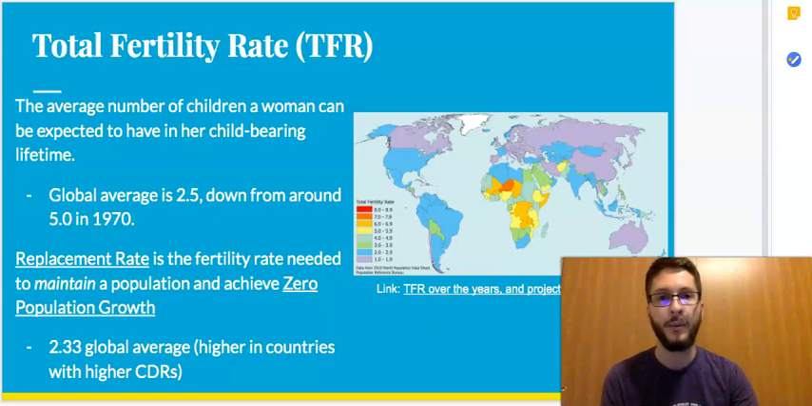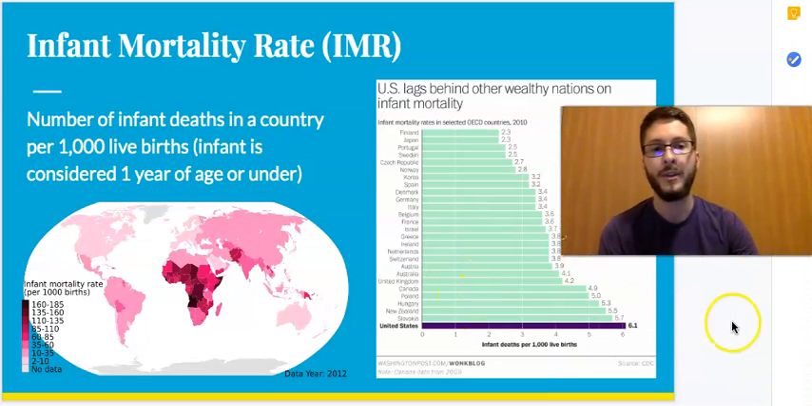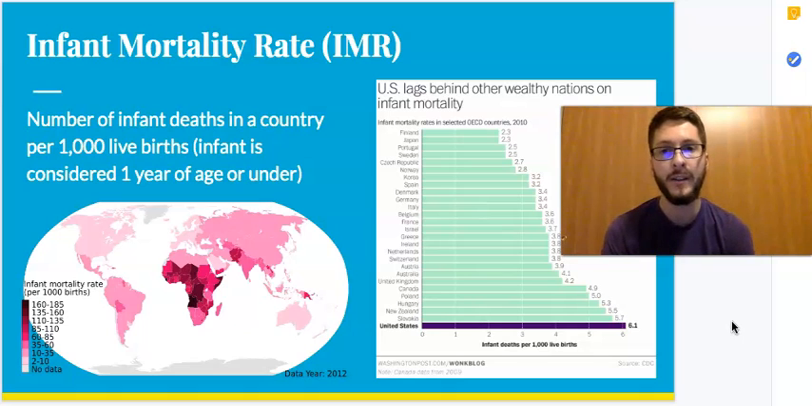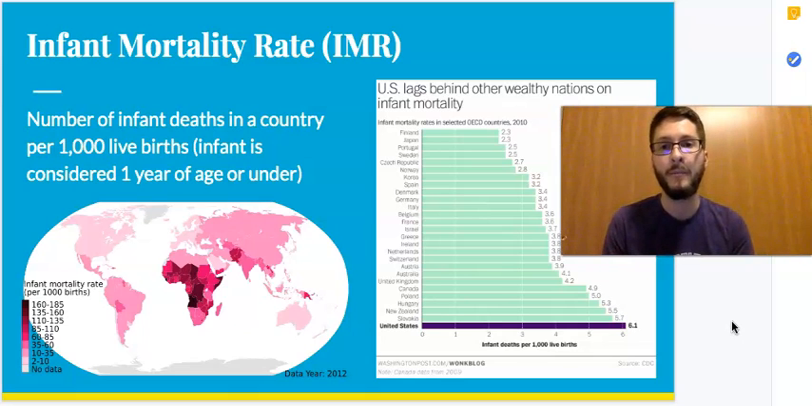Okay, we got 2 more terms to go through here. The first being the bleakest, saddest statistic that you're going to come across in this class, unfortunately. And that is what is known as the infant mortality rate. So it's the number of infant deaths in a country per 1,000 live births, so the baby has to be born live. But if the baby does not make it to the first year, they are considered part of this statistic, this very sad statistic called the infant mortality rate.